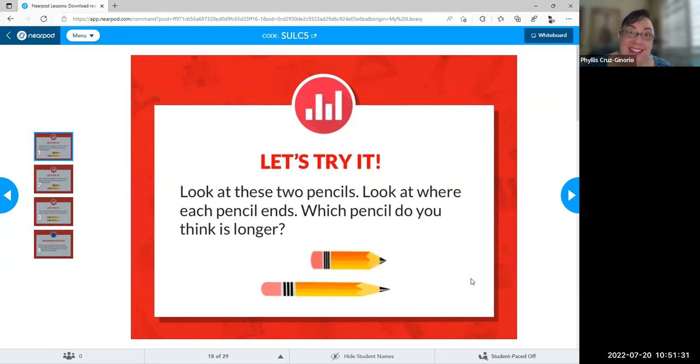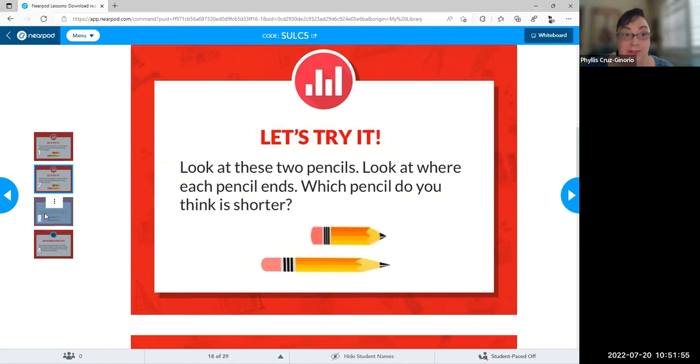Yes, I can. It's not like those French fries, which didn't start at the same place. It was much more difficult to tell. All right. Look at these two pencils. Which pencil is shorter? You said the top one, you got it right. And notice they are lined up. The tips of them are lined up on the starting line. It's just on the other side.